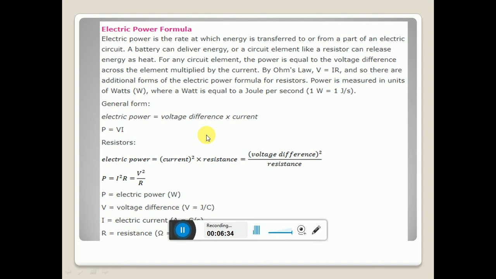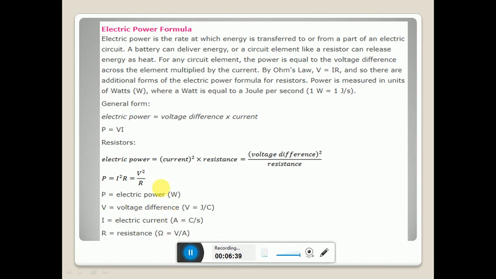So calculation of electric power, this also we studied in lower classes. Power can be defined as the time rate of doing work, or energy per unit time. So when a battery delivers energy, a circuit element like a resistor can release energy as heat. So how to calculate that amount of power dissipated? Electric power is equal to voltage into current.